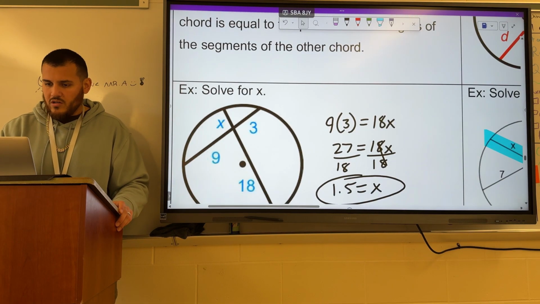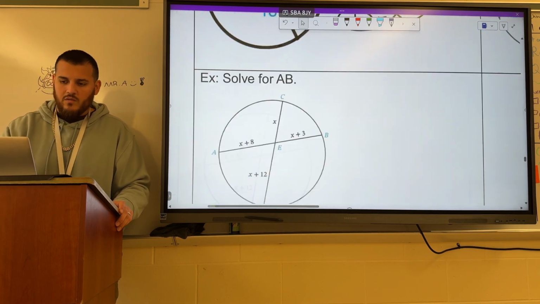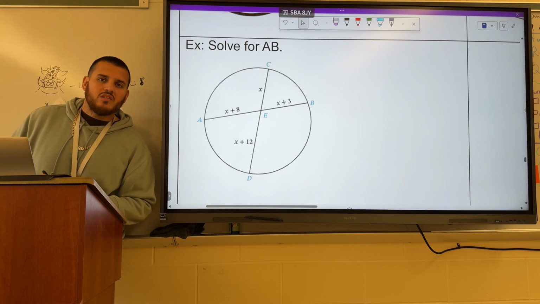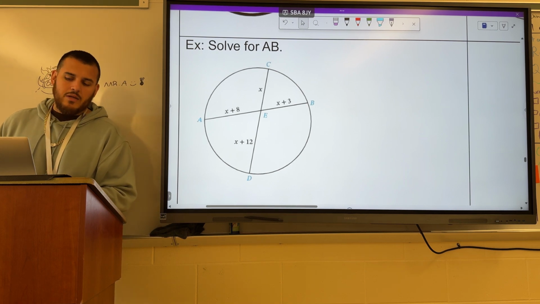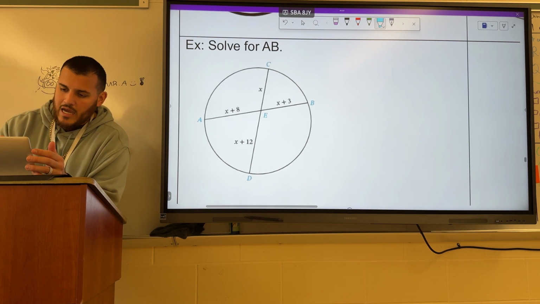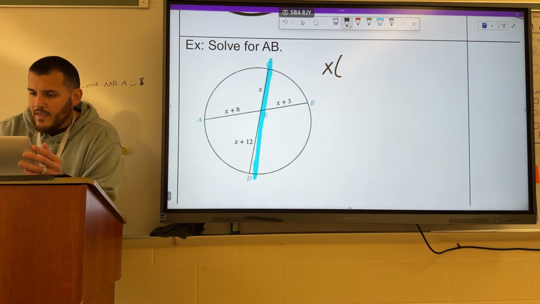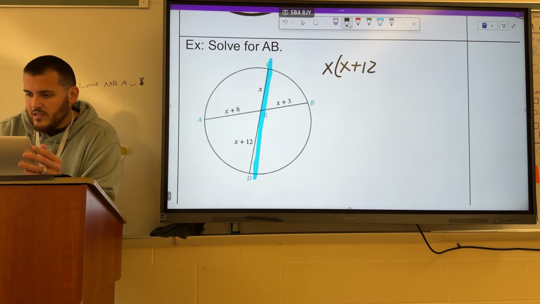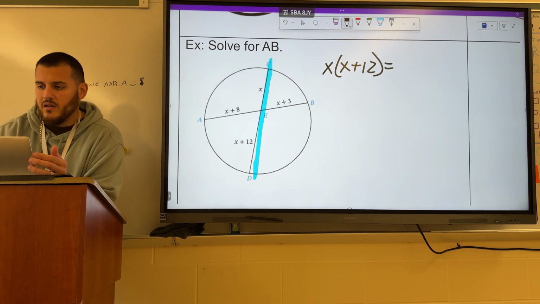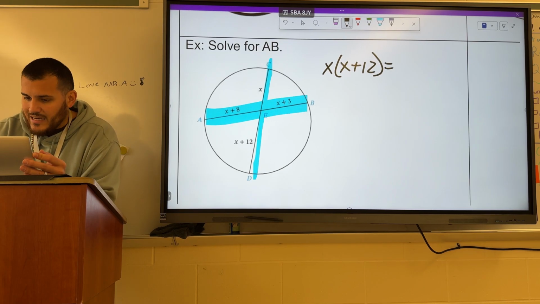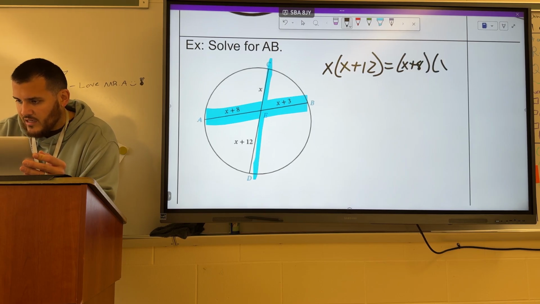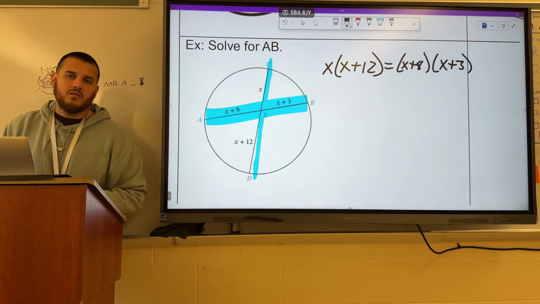Let me quickly make sure that I didn't miss anything there. We have to solve for the length of segment AB. So we're looking at two chords intersecting. This chord has an X and an X plus 12. I need the product, so I'm multiplying them together. This chord has an X plus 8 and an X plus 3. I need the product, so I'm multiplying those together.